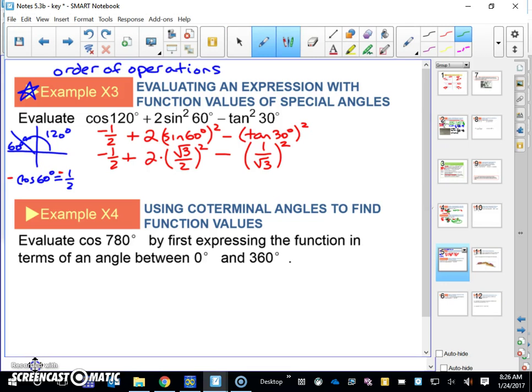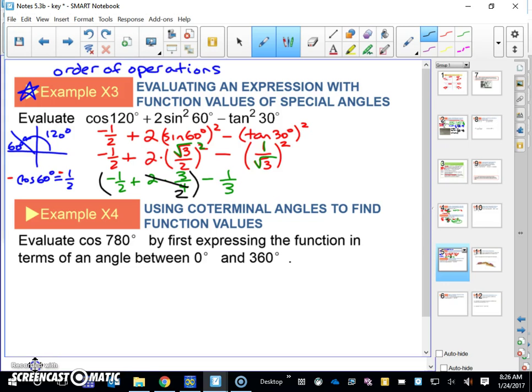So, what happens when I square a square root is it's going to go away. Okay, we've got 3/4 here basically. Square root of 3 squared is 3, and 2 squared is 4. And so we have negative 1/2 plus 2 times 3/4 minus, and then here 1 squared is 1, and square root of 3 squared is 3. So we've got some fractions going on. All right, 2 cancels, so that's 3/2.